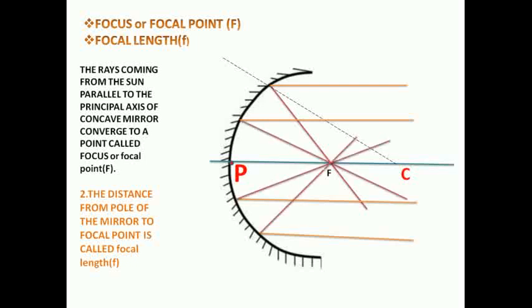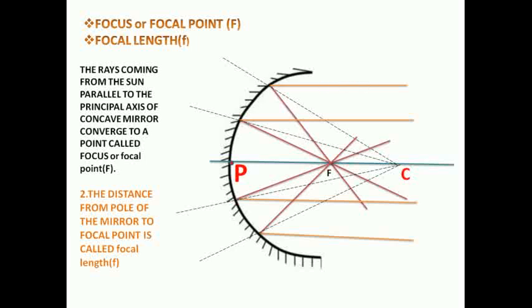Now why are they passing through one common point? Because they are incident parallel to the principal axis. That is why they are passing through one common point. That point is called focus or focal point, which is represented by capital F. Now don't forget to indicate the arrow indications. You can see like this: incident and reflected rays.